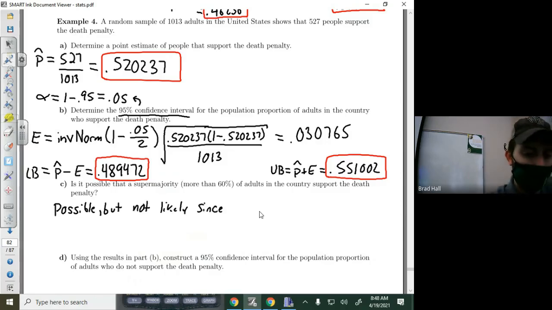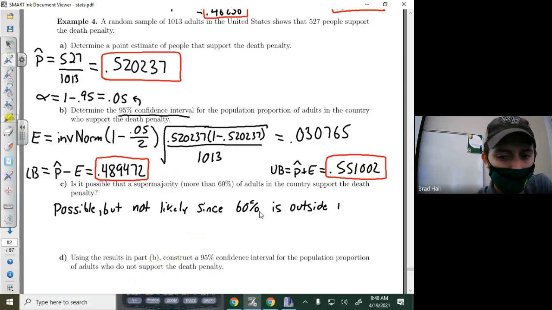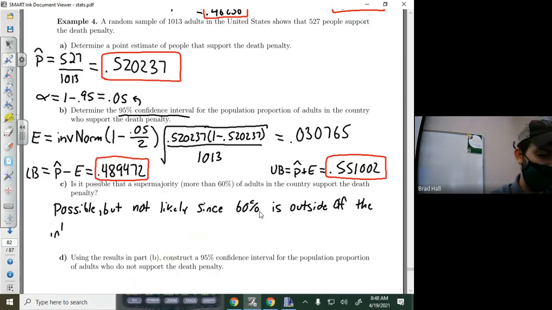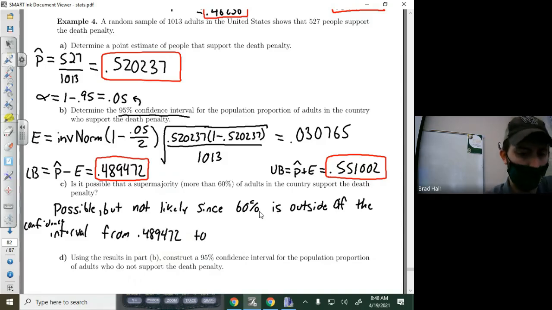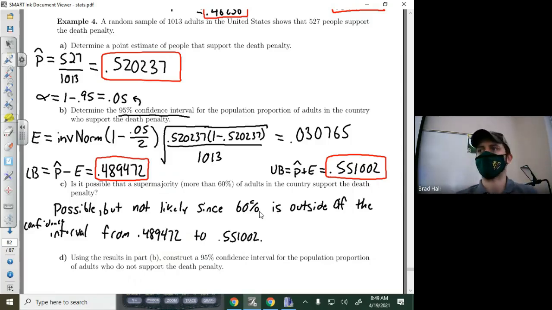Since 60% is outside of the interval, well, really it's the confidence interval, from 0.489472 to 0.551002. That's what the confidence interval helps us interpret.